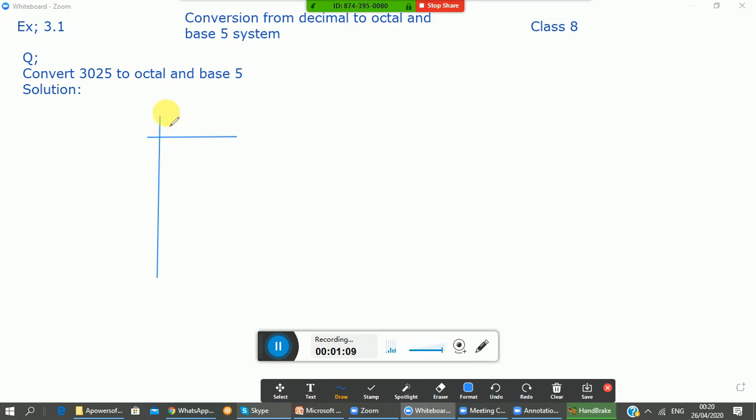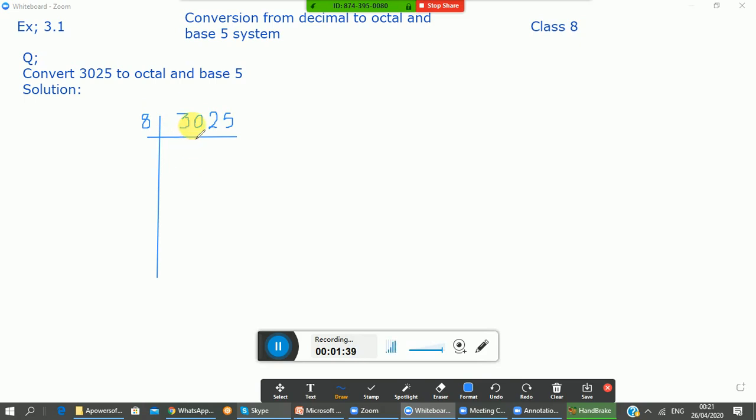And write the given decimal number here, that is 3025. We want to convert this number into a base 8. So dividing with the table of 8.